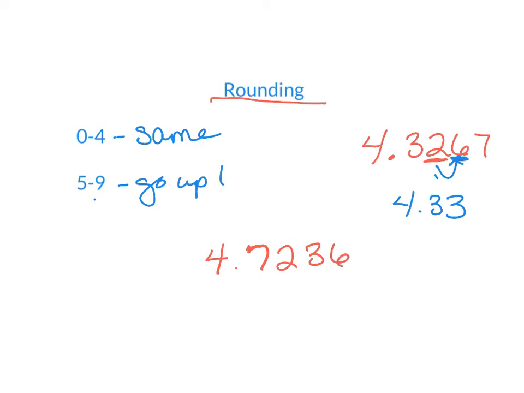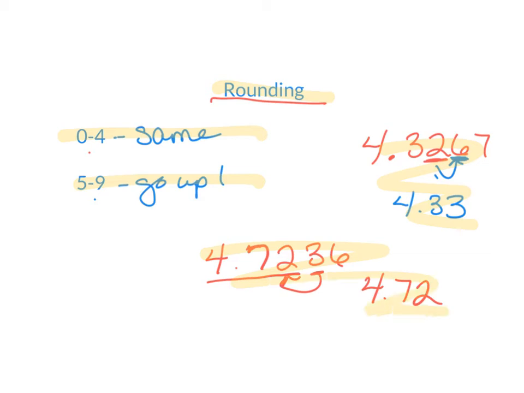4.72336. Round to the nearest hundredths. Here's what I'm doing. This 3, because it's 0 through 4, does not do anything. 4.72. Make sure you know how to round. And again, if you need to take notes, this would be a good thing to be writing down, maybe with a couple of examples so that you know what you're doing.